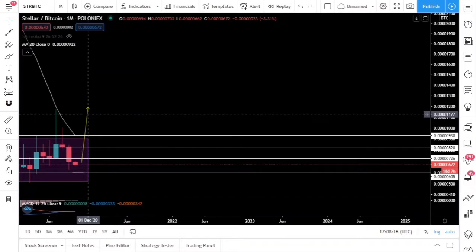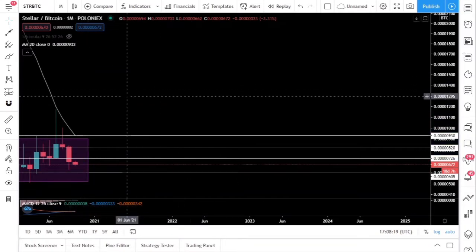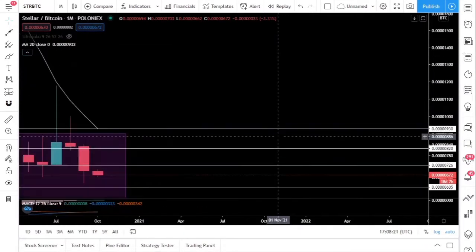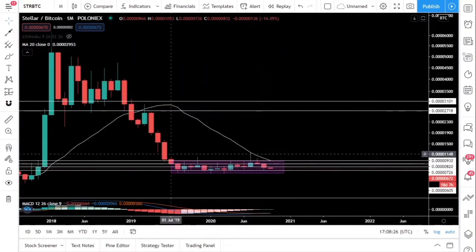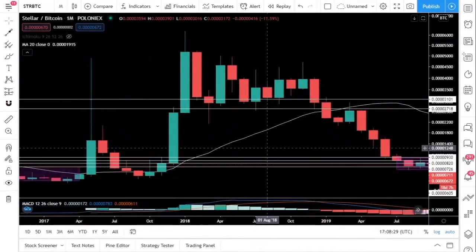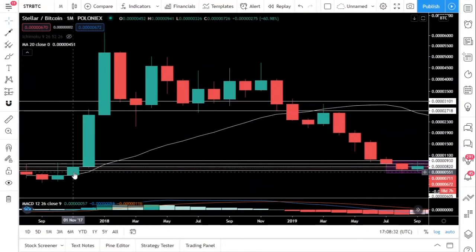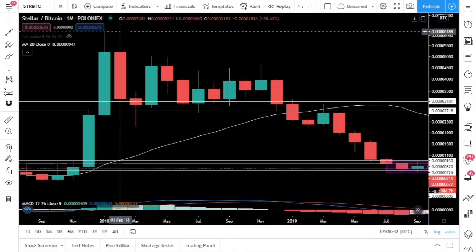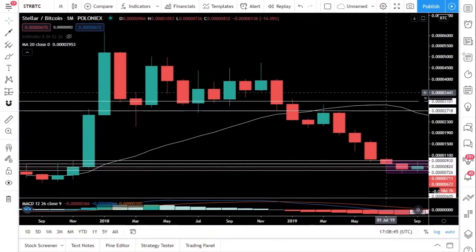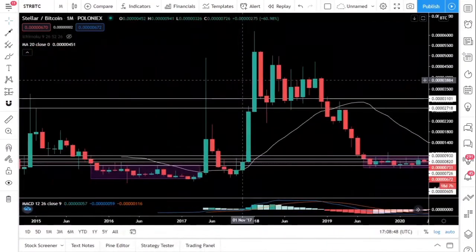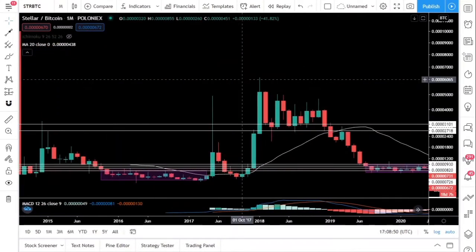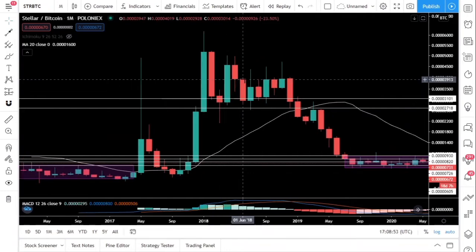Let's move to the monthly chart. Here you can see that the 20 moving average clearly shows that extremely strong resistance is present at 930 sats. So once we are able to flip this, the extreme mega bull run will start. You can see that in the past as well. In November 2017, as soon as we closed above this 20 moving average, it pumped like hell, I would say. It was great for the Stellar holders, and since then it has been acting as resistance. This is the main resistance.